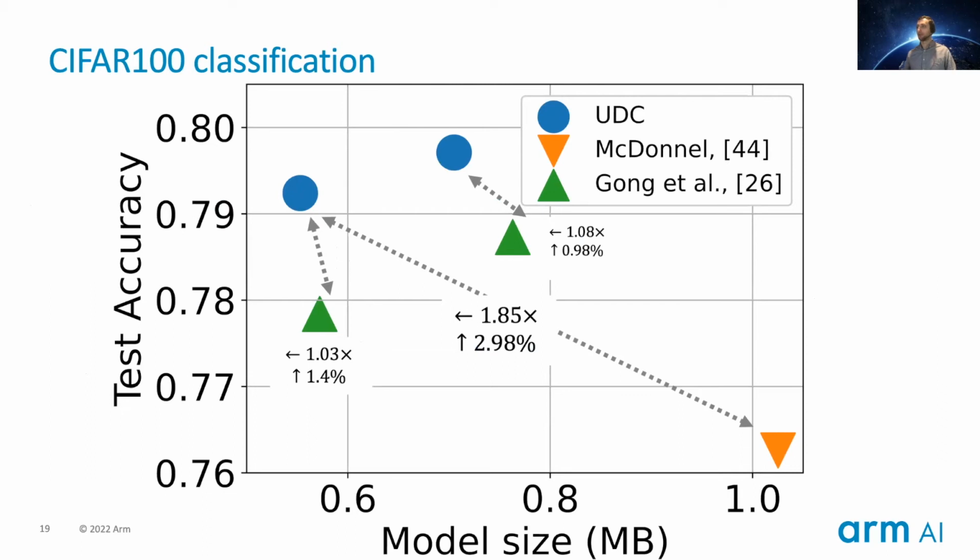So we can also run our algorithm to find CIFAR-100 models, which is another image classification task. And here again, we find models that are Pareto dominant with respect to state-of-the-art model design algorithms.